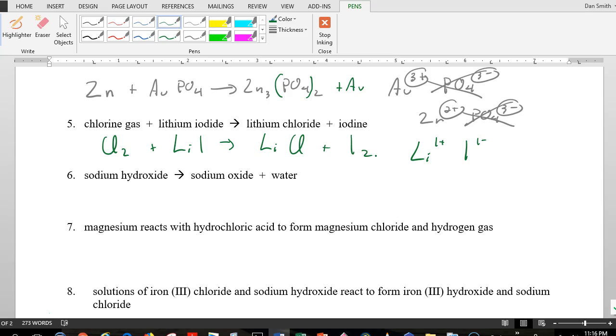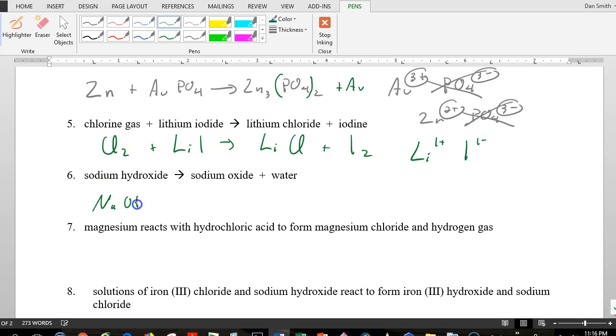And then you balance. Notice the 2 didn't come over with it. That 2 is there because chlorine's a diatomic. There's no 2 here because lithium is a plus 1 charge. The 2 appears here because iodine is a diatomic. There's no 2 here because lithium is a plus 1 charge.